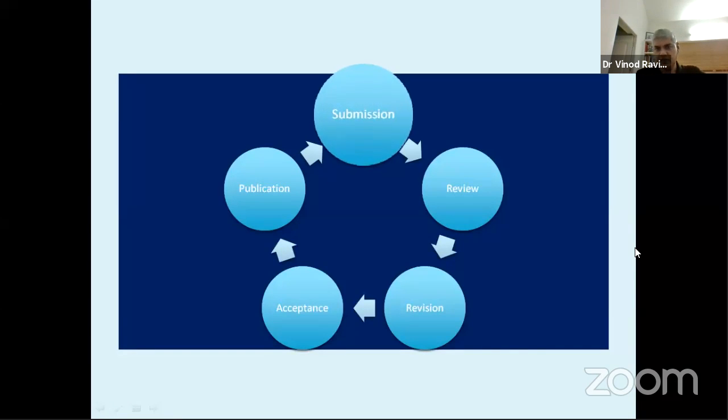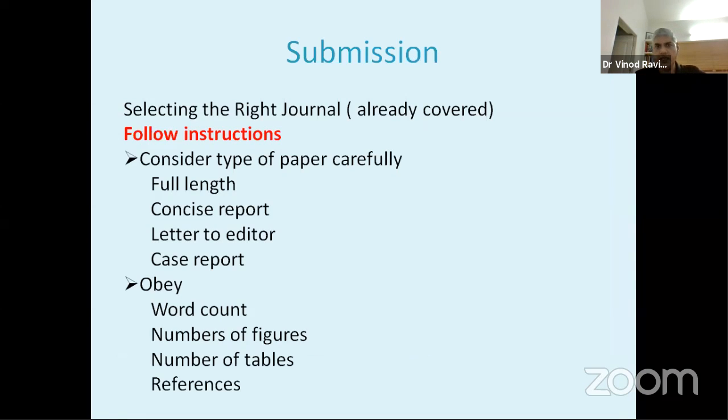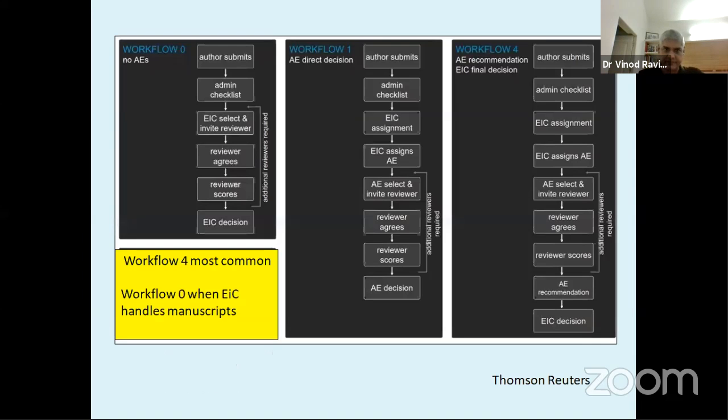So once you have submitted, this has been covered before, selecting the right journal already covered, but this is actually your first step towards avoiding rejections, I would say, that you must consider the type of paper carefully and obey the instructions to the authors verbatim, including the word counts, numbers of figures, tables, references. Whatever they want, just give it to them. Don't make these technical matters become a barrier to either a delayed processing or outright rejection of your manuscript.